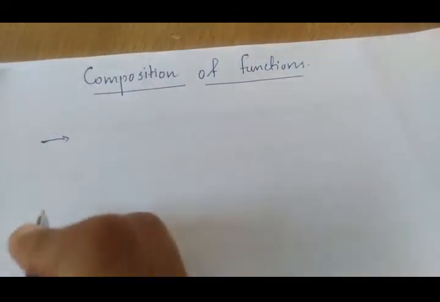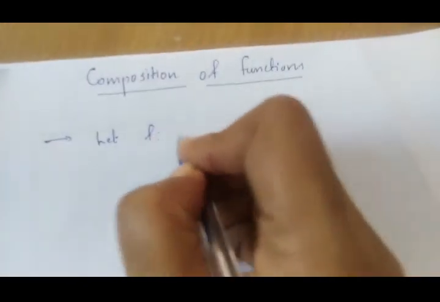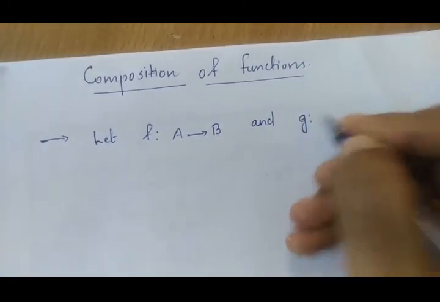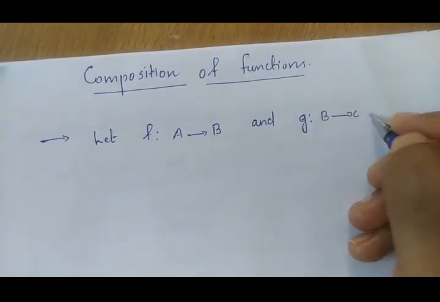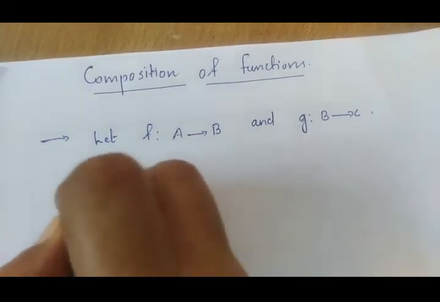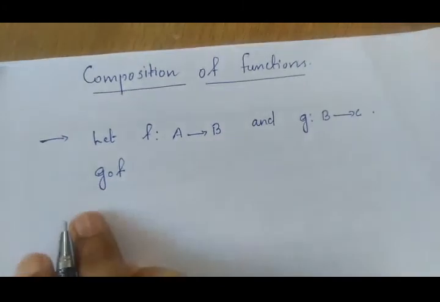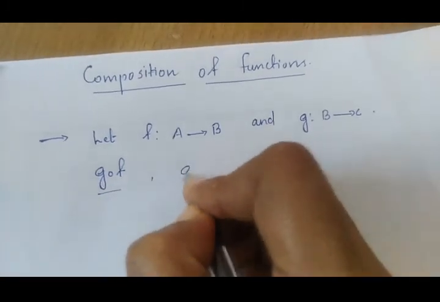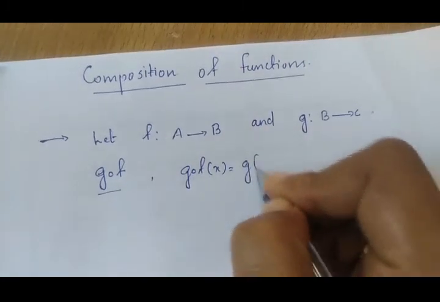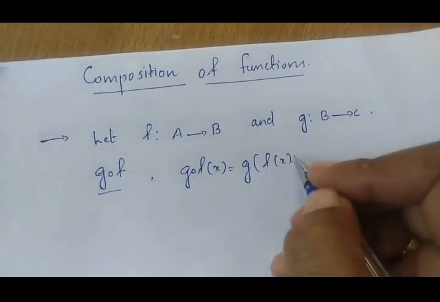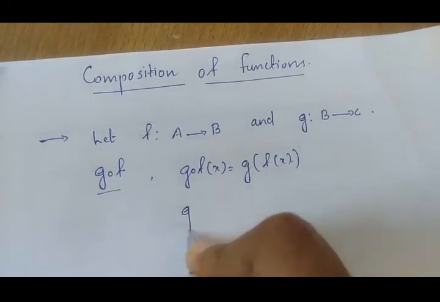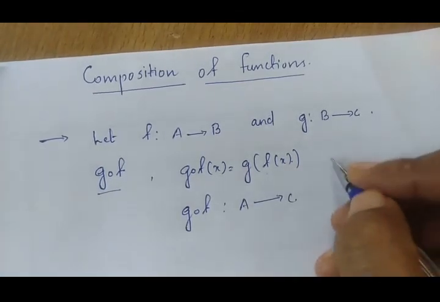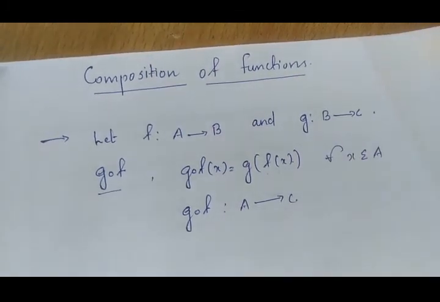Consider two functions: let f be a function defined from A to B and g another function defined from B to C. The composition of f and g is represented as g∘f. (g∘f)(x) is equal to g(f(x)), which is a function defined from A to C, for all x element of A.